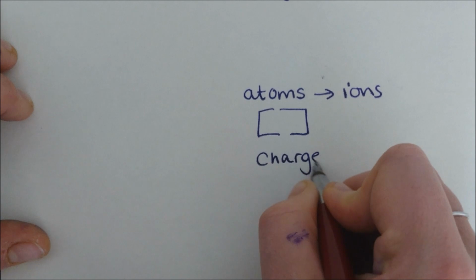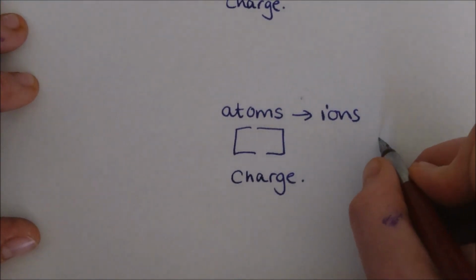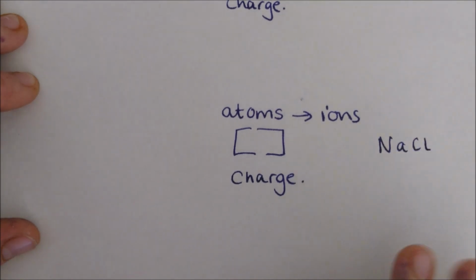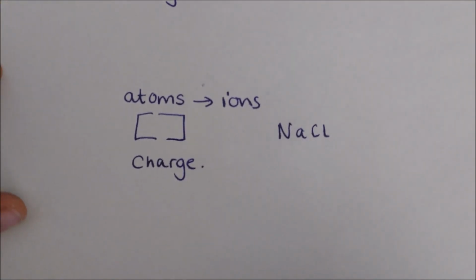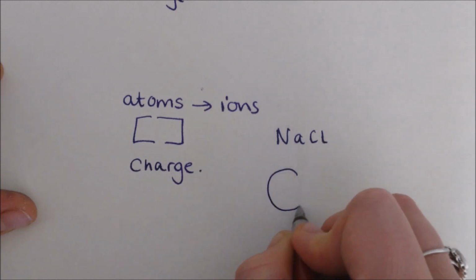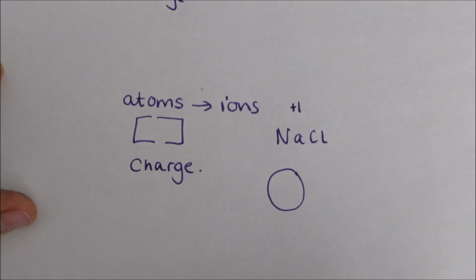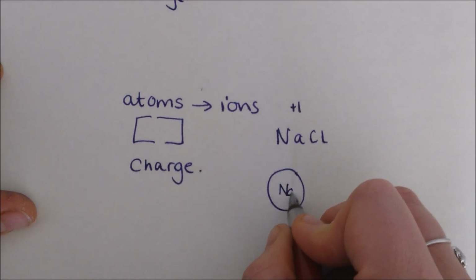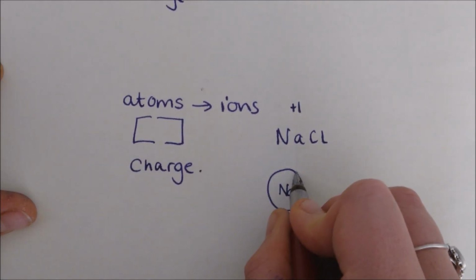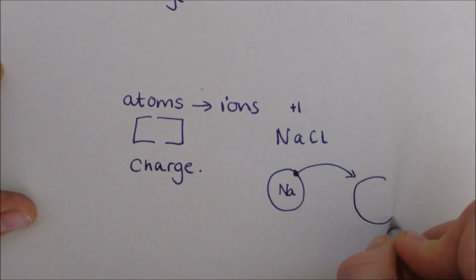So I'm going to do a really common example. I'm going to do sodium chloride because it's probably the most common ionic compound we talk about in science. So sodium is in group 1 of the periodic table, which means that it has 1 electron in its outer shell. So it will gain a +1 charge. When I draw that, I'm going to draw that having given away that electron. So it has an electron there and it will give it away to chlorine.